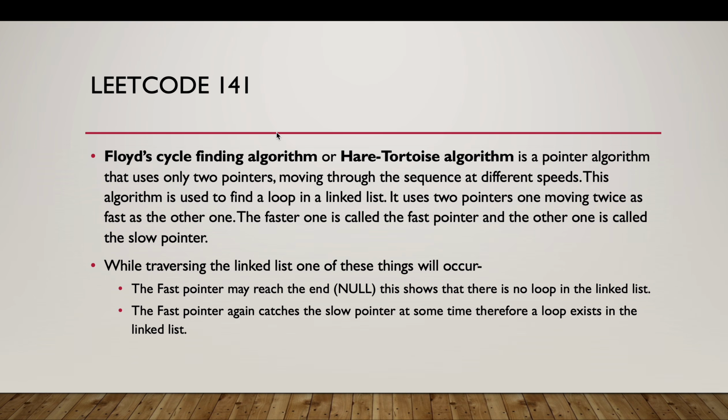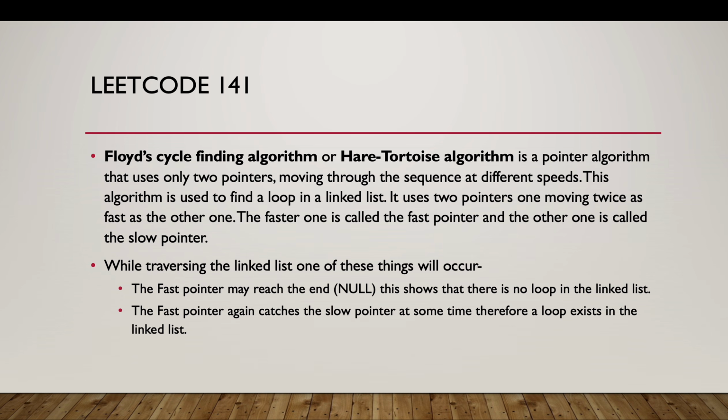So there is an algorithm, Floyd's cycle finding algorithm. As the name suggests, it was given by Floyd. This is a pointer algorithm that uses 2 pointers, and those 2 pointers are moving at different speeds. This means one moves twice as fast as the other one. The faster one is called the fast pointer, and the other one is called the slow pointer.